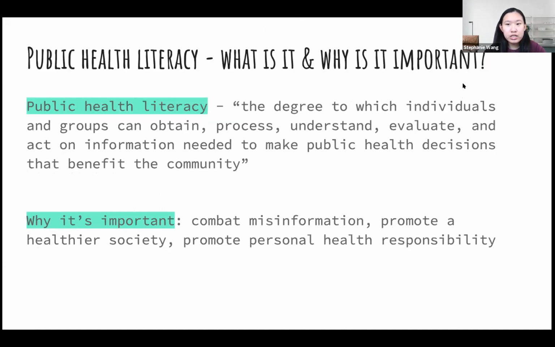All right, so what is public health literacy? Public health literacy is the central focus of this program. Public health and epidemiology are a segue into public health literacy. Public health literacy, as defined by the scientific community, is the degree to which individuals and groups can obtain, process, understand, evaluate, and act on information needed to make public health decisions that benefit the community. In simpler terms, it means that people understand what protects the public's health and act responsibly.